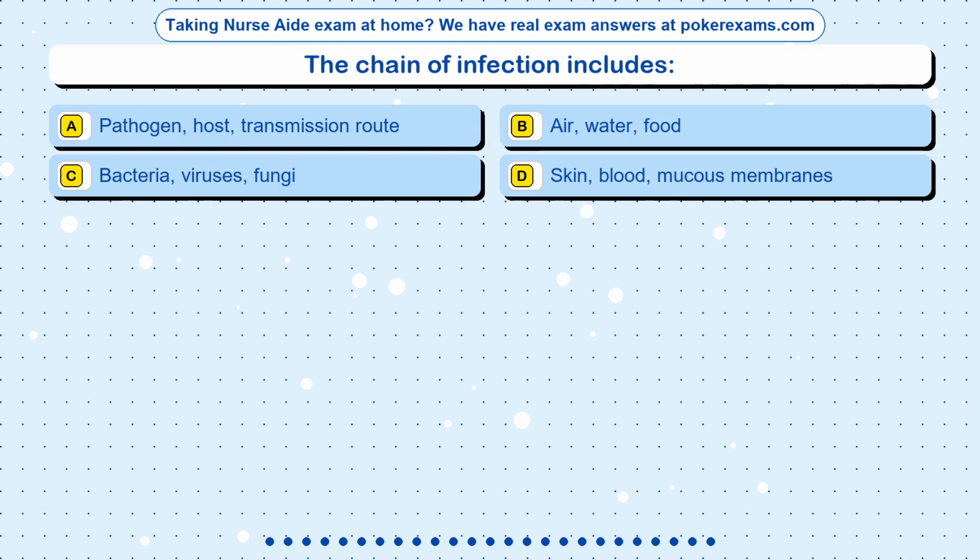Question 2. The chain of infection includes: Option A, pathogen, host, transmission route. Option B, air, water, food. Option C, bacteria, viruses, fungi. Option D, skin, blood, mucous membranes.